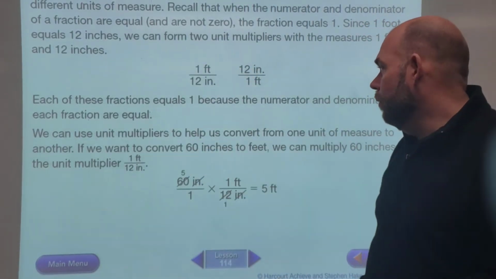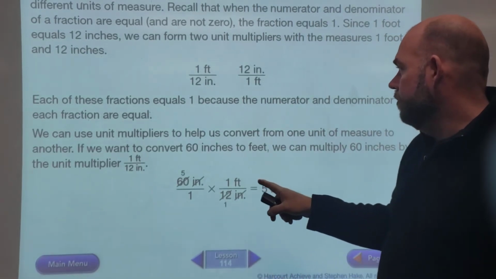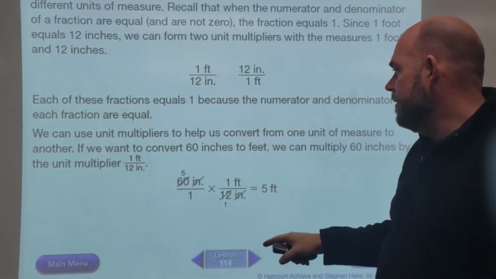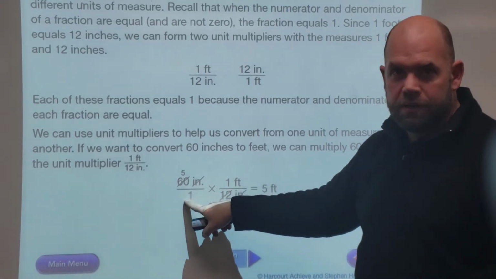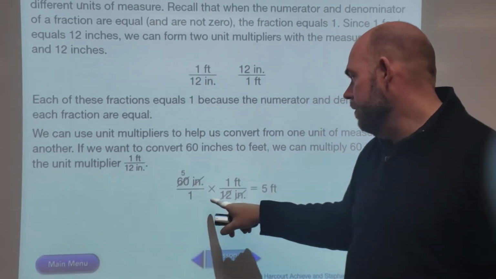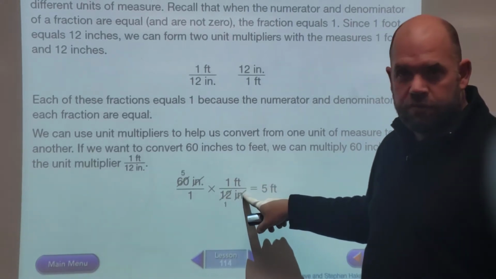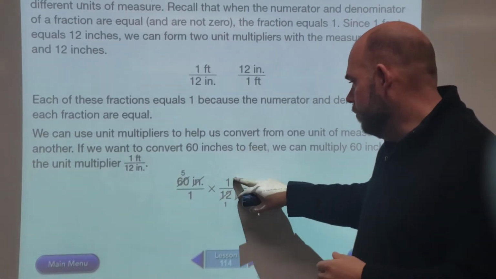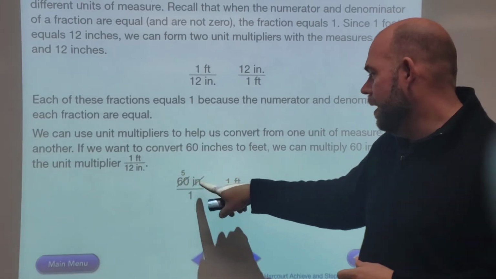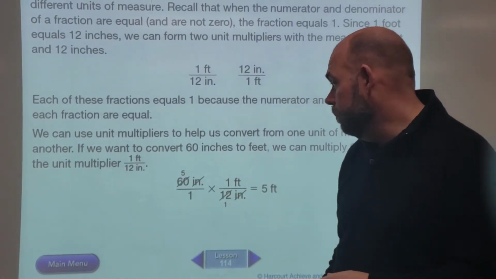So we can use unit multipliers to help us convert the unit of measures. So if we want to convert 60 inches to feet, we can take 60 inches over 1. So that's what we're trying to convert. And then we'll just take that unit multiplier. 1 foot is equal to 12 inches, right? And so we want to do it the inverse. So the inches up here is on top, so you want inches down here so you can cross multiply.